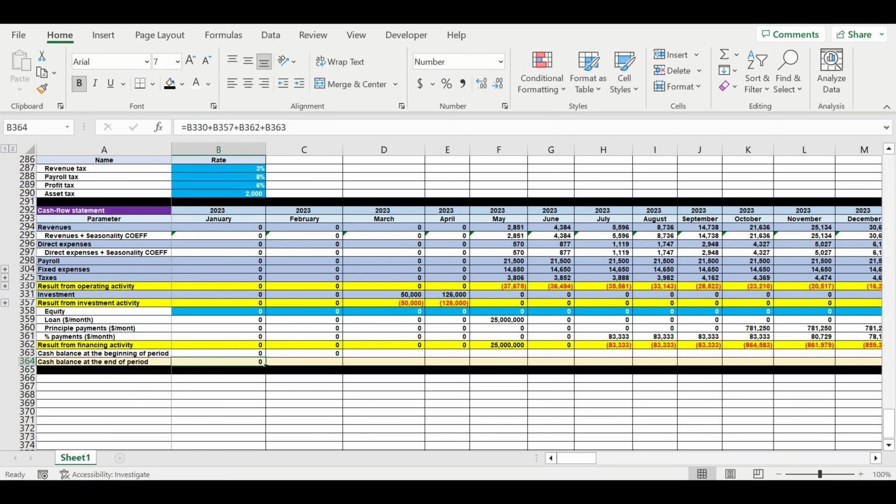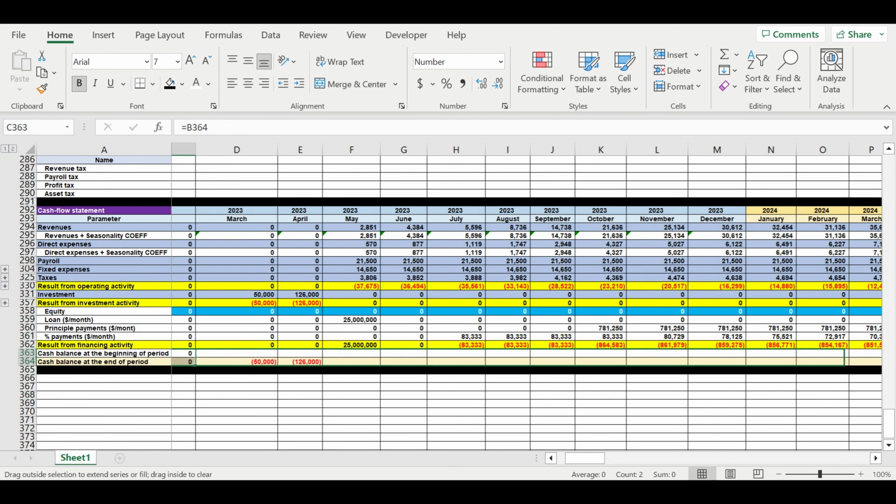And now we just have to extrapolate this formula to the right. So we are adding operating, investment and financial activity results plus cash balance at the beginning of the period. So we are extrapolating to the cells to the right.